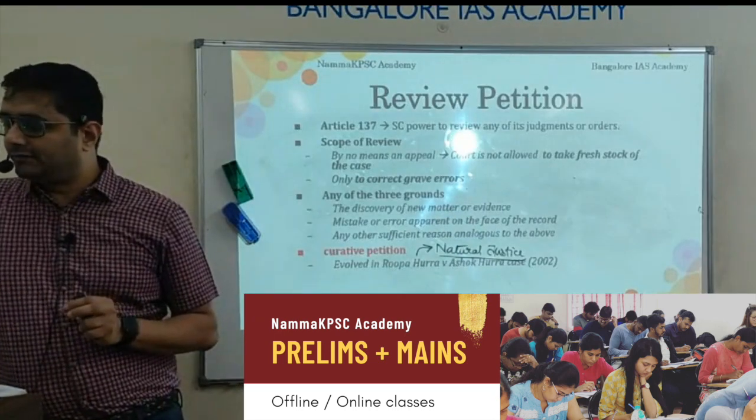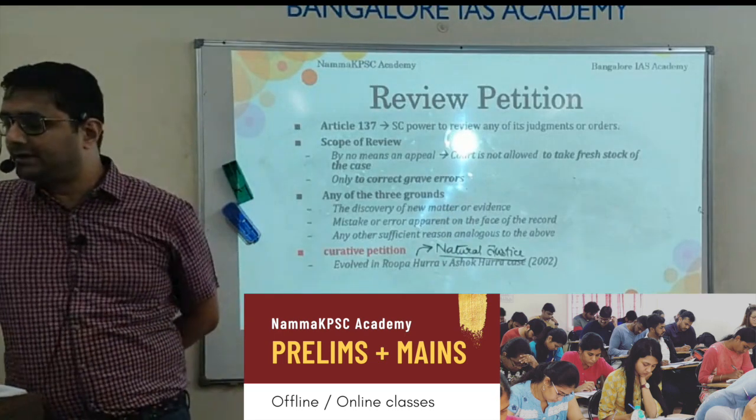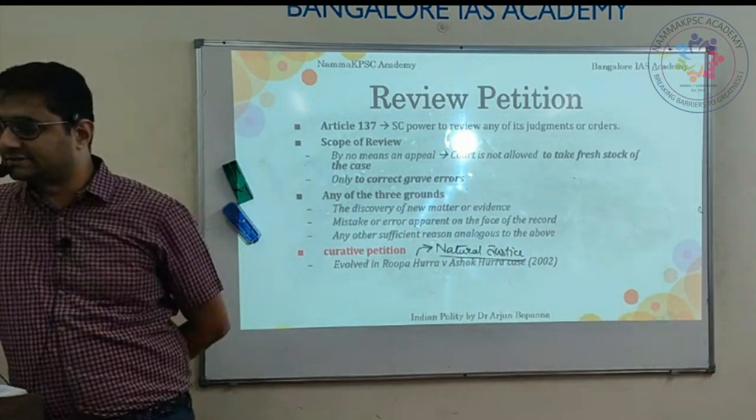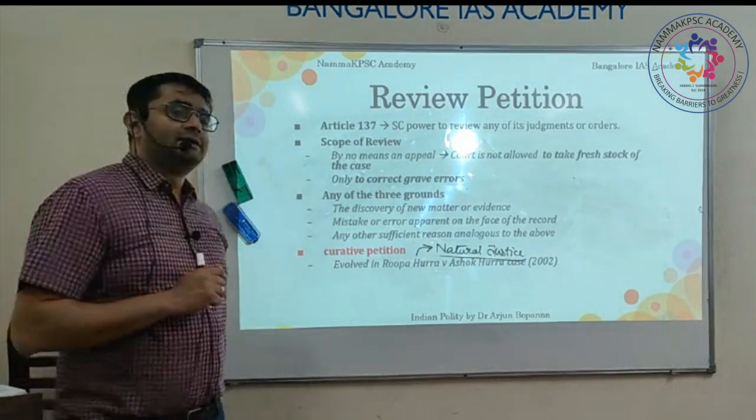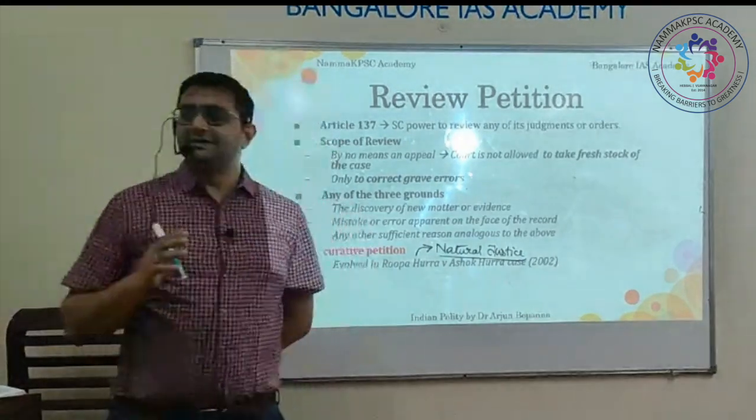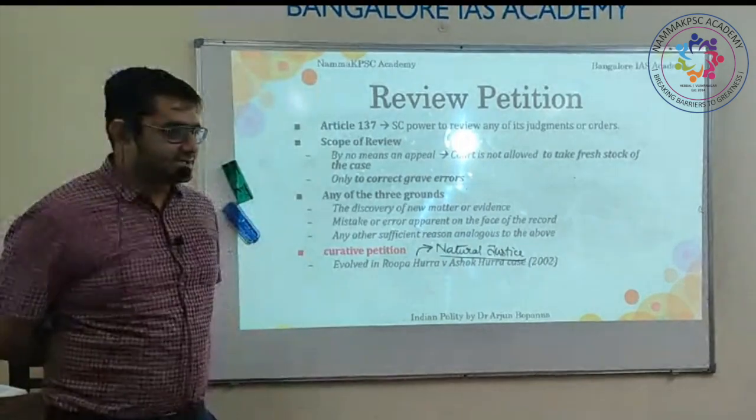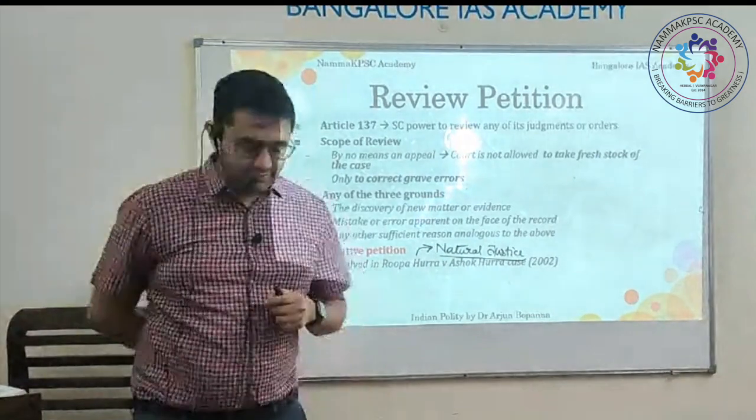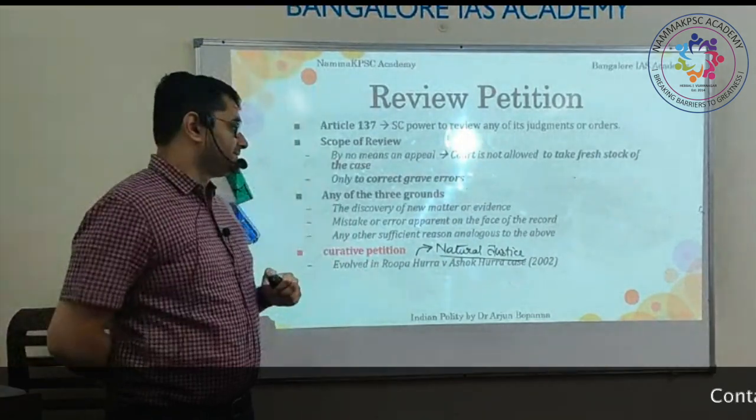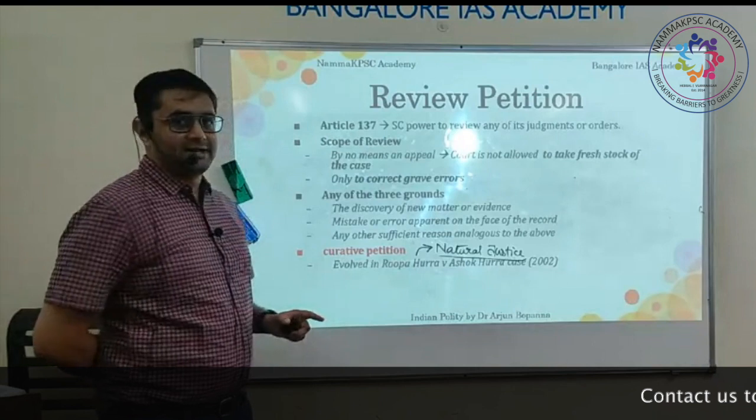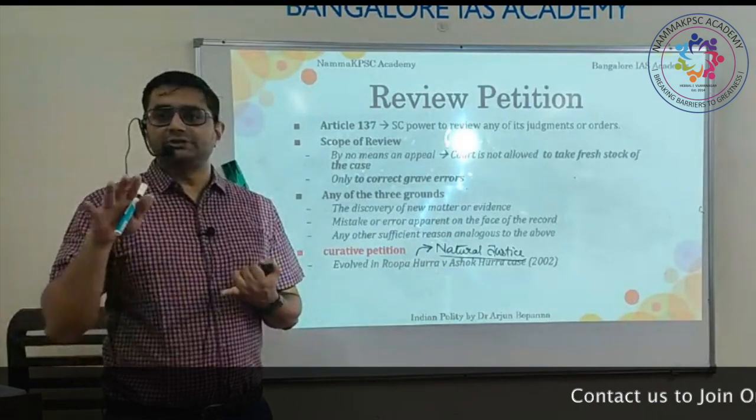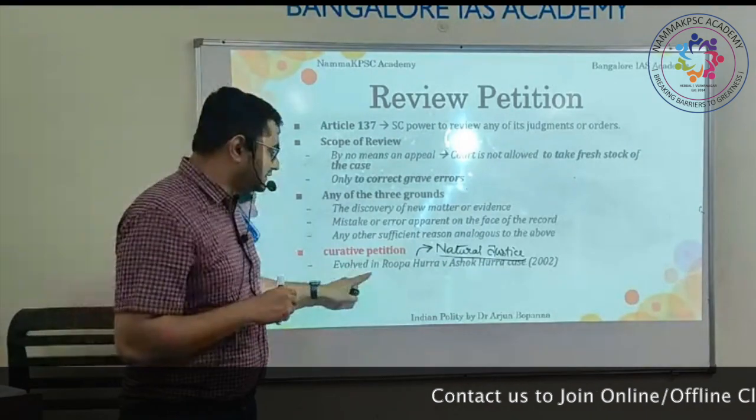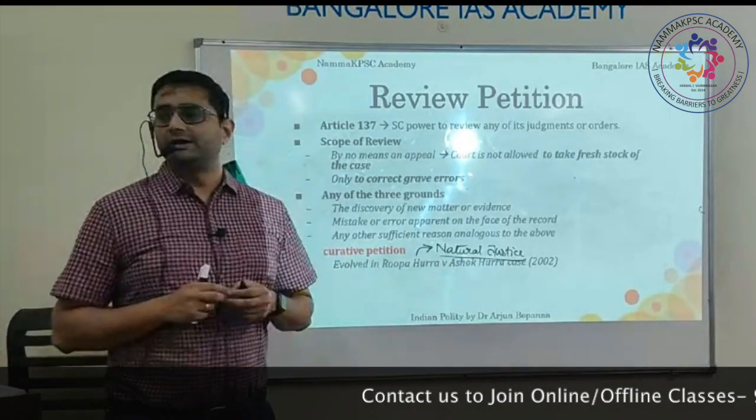The curative petition is accepted when there has been violation of natural justice and there has been bias in the judgment. They have to prove it. Then only is this curative petition accepted. Natural justice is violated. So is it mentioned in the Constitution? No. It is evolved by the Supreme Court. Which case? Remember this: Rupa Hura versus Ashok Hura case.